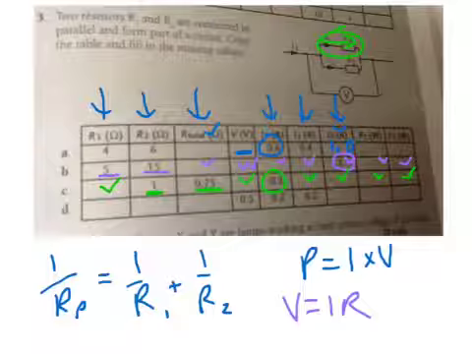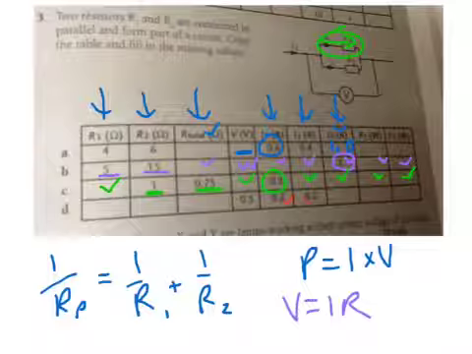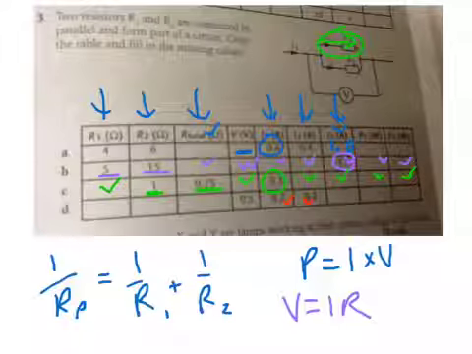What colour should we use for this? Red. So we don't have any of the resistance values, which could be a wee bit tricky, but we do have the fact that the current is the same in both of them.